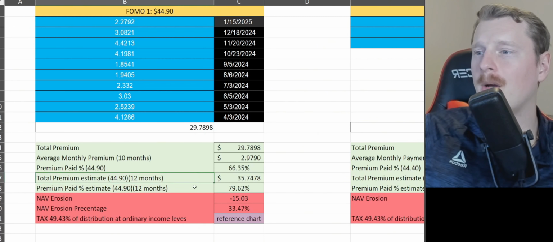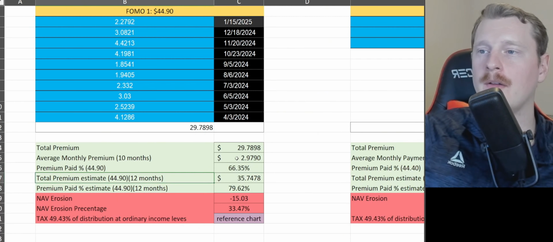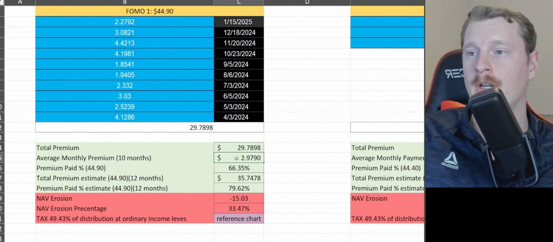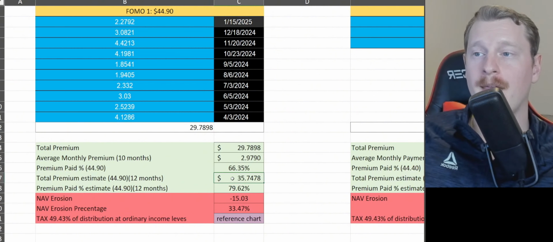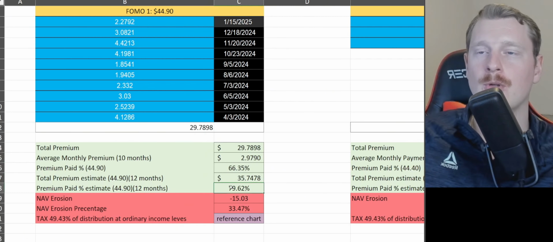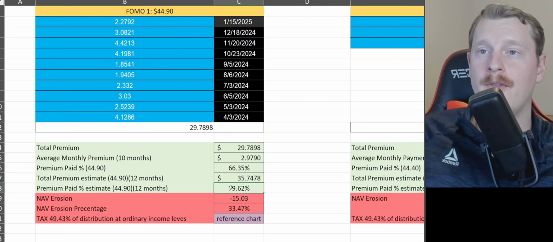But now I have a couple of estimates here. So basically I took this 2.97 and multiplied it by 12 because there are 12 months in a year. And so we came up with a total premium estimate of $35.74. And then if we look at the actual distribution rate of that premium, it's about 79.62%.